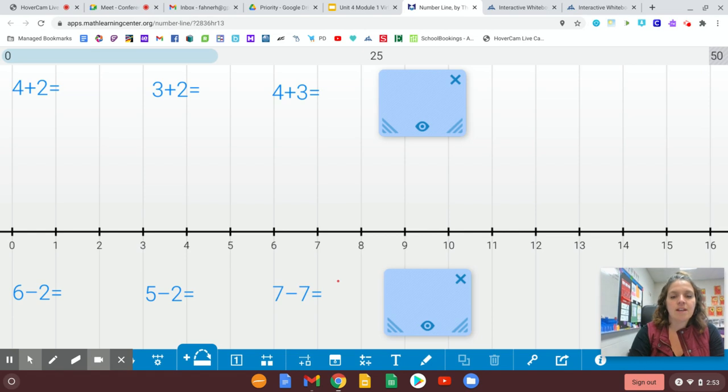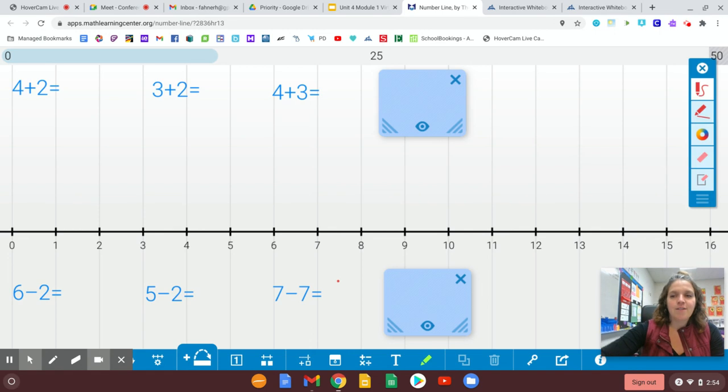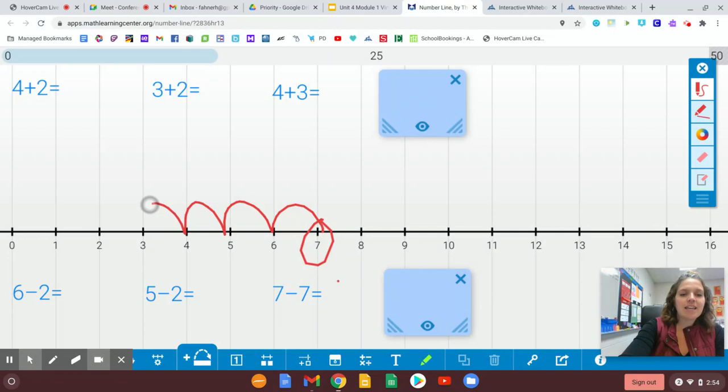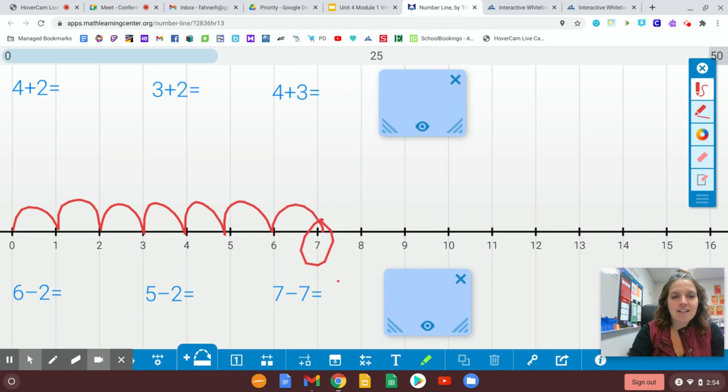Let's try this one. 7 minus 7. Well, don't shout it out. I want you to try to actually do the hops on the screen so you can practice a little bit. All right, that's an easy one. We start at 7 and we're taking how many jumps? We're taking 7 jumps. And we know that when we have one number minus the same number, it's going to equal what, everybody? It's going to equal 0. There's our 7 jumps backwards.